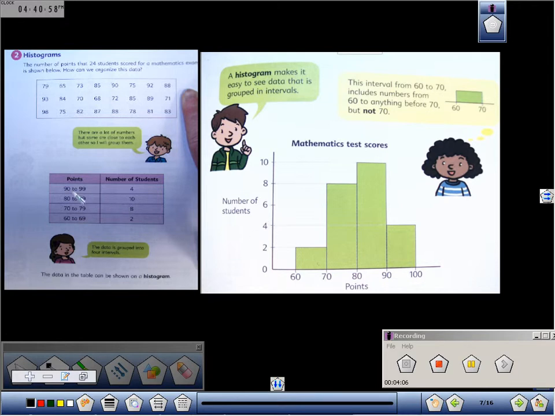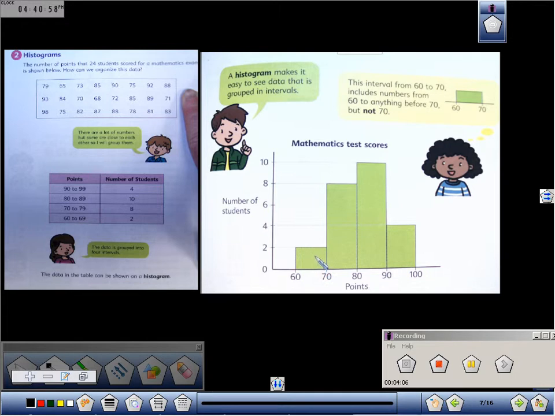And then if you remember right, over here it says 60 to 69. So this says 60, this says 70, this says 80, this says 90, this says 100. Anybody that got below a 70, which is going to be 60 to 69, is going to go in here, and there were 2 of them, so the bar goes up to the 2.